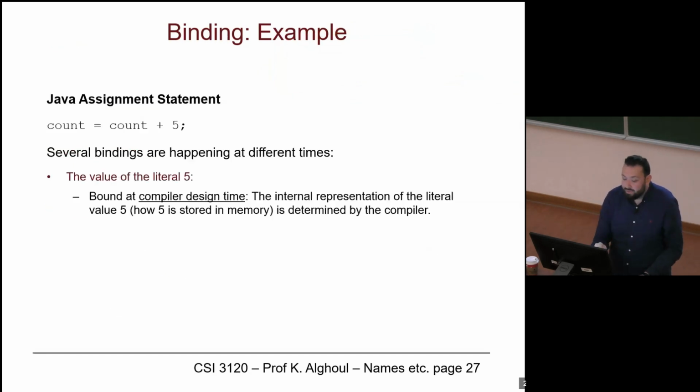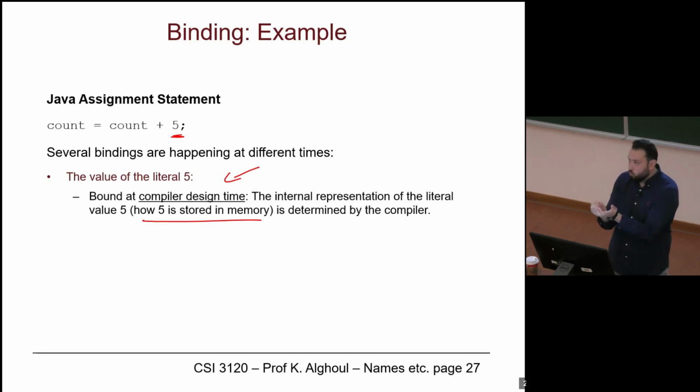Now, the value of the literal 5 is decided at the compiler design time. Why? Because before we do this, we want to specify where we are going to store this 5, like the actual memory. So we have to decide this at design time. Am I going to store it as a binary number? As a 32-bit or a 64-bit? So I decided how it's going to be stored.